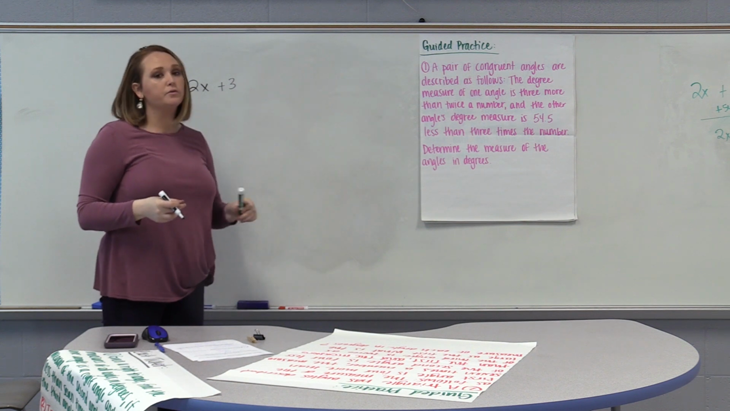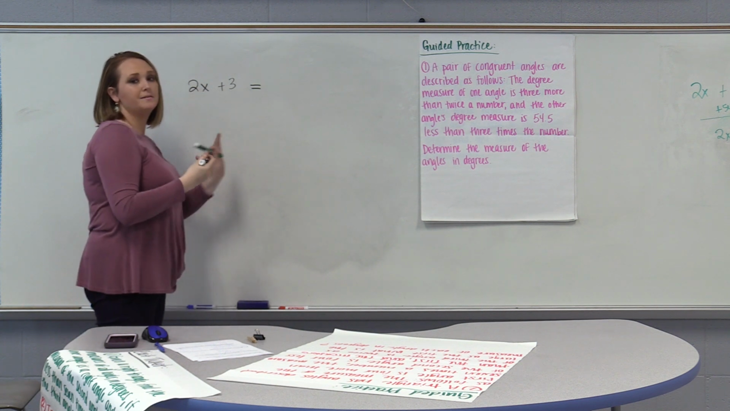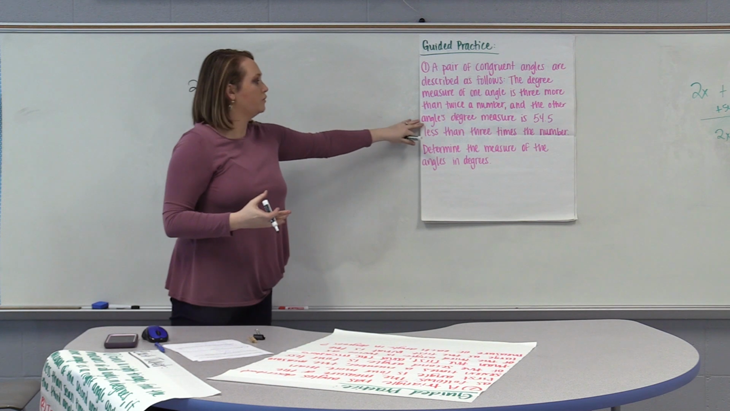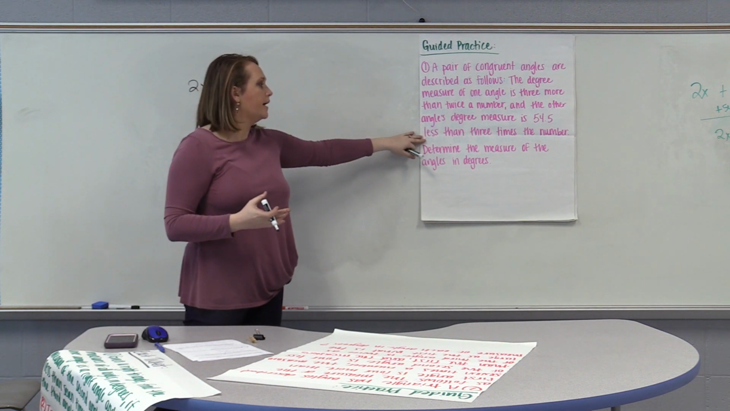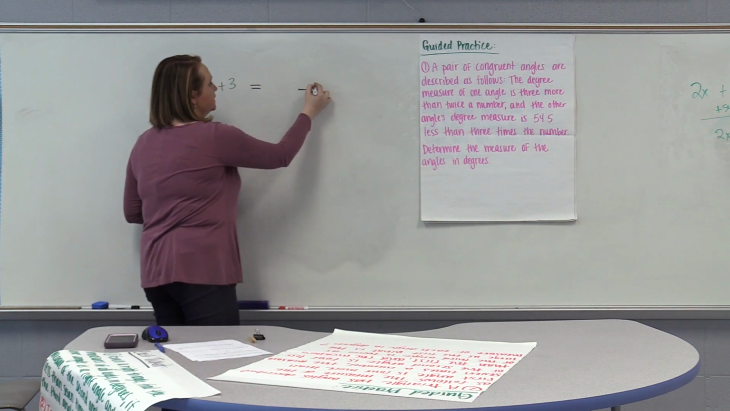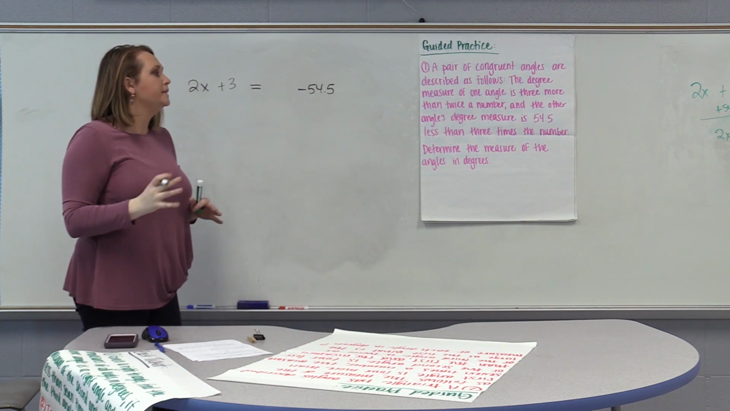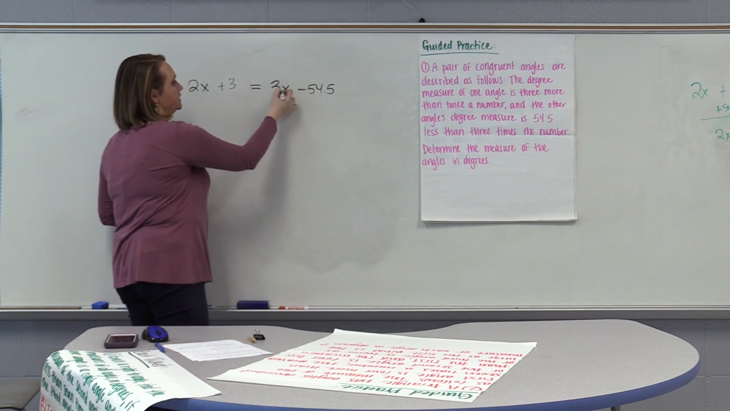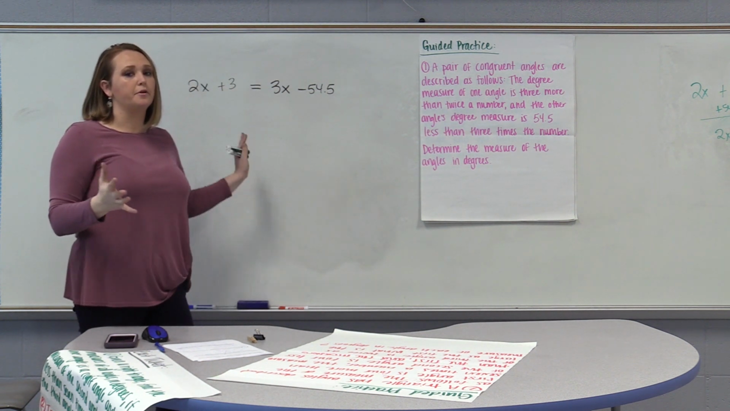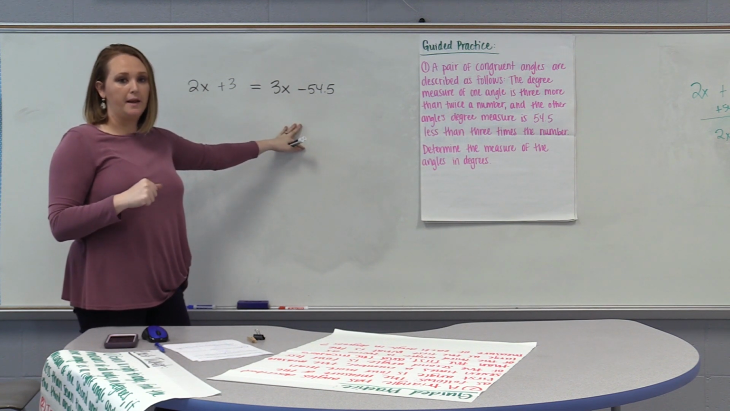And I know that these angles, again, are congruent to one another. So I'm going to set this equal to my second angle measure. And that says the other angle's degree measure is 54 5/10 less than 3 times a number. So I'm going to be subtracting 54 5/10 from 3 times a number. Because the angles are congruent, their measures are congruent, so we're setting these expressions equal to one another.